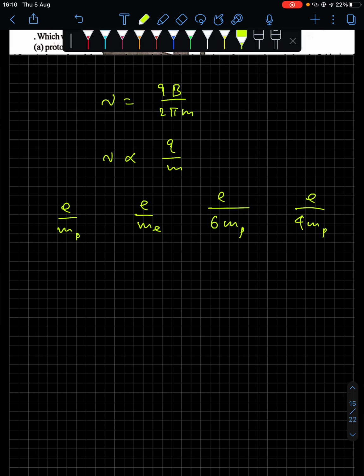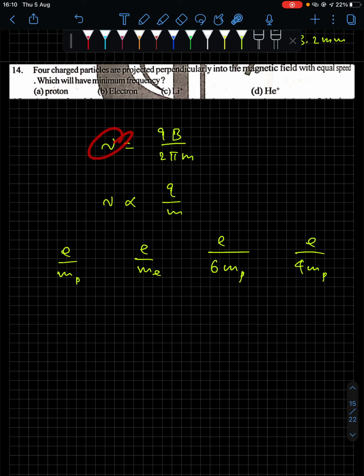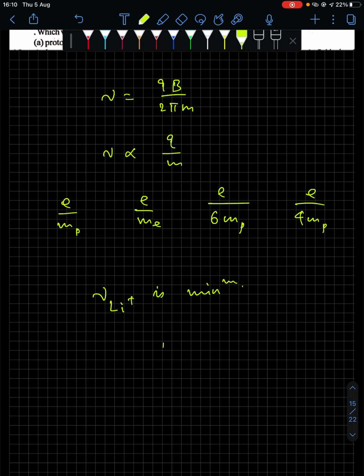Now since the charge is the same for all of them, the denominator is maximum in case of lithium plus, therefore frequency will be minimum for this, isn't it? Whichever has maximum mass. And which has minimum mass? Minimum mass is the electron. So electron will have maximum frequency and lithium plus will have minimum frequency. So frequency of lithium plus is minimum as mass is highest. Okay, option number C.